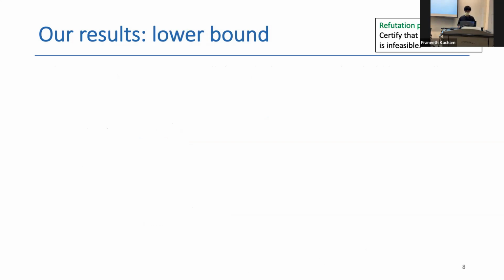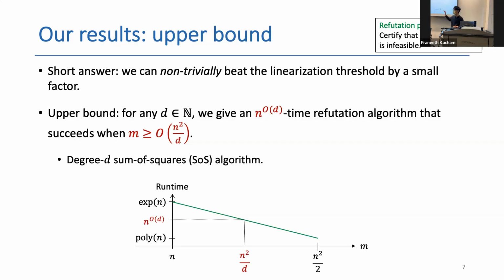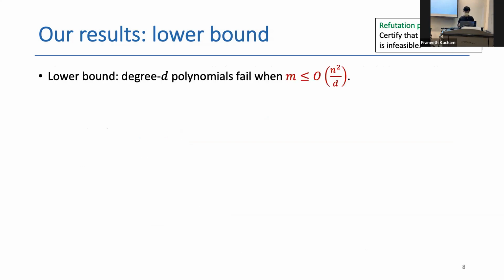Okay, and now we have some lower bounds. Basically, we want to show that this line is almost optimal, or we give evidence that it's optimal. So we prove that degree d polynomials fail when m is smaller than this threshold, which is the same order as our upper bound. And I'll explain what degree d polynomials fail means later.